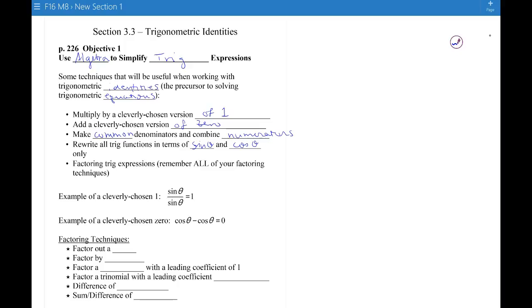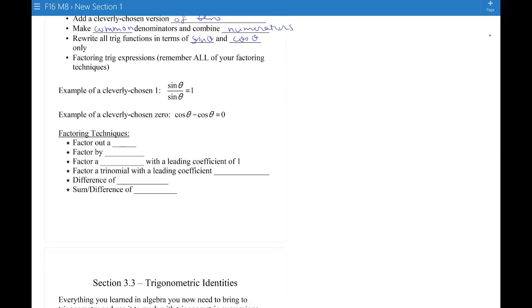So here's an example of a cleverly chosen 1, sine theta over sine theta. So I can multiply anything I want by sine theta over sine theta, and I won't be changing anything. I'll just be multiplying by 1, but it might make a sine theta appear somewhere where I need it. And then I could add cosine theta minus cosine theta. If I need a cosine theta to accomplish something, I can always add 0, and this is just a very fancy 0.